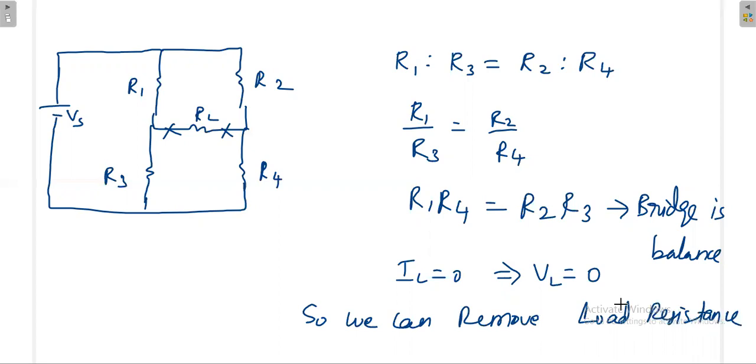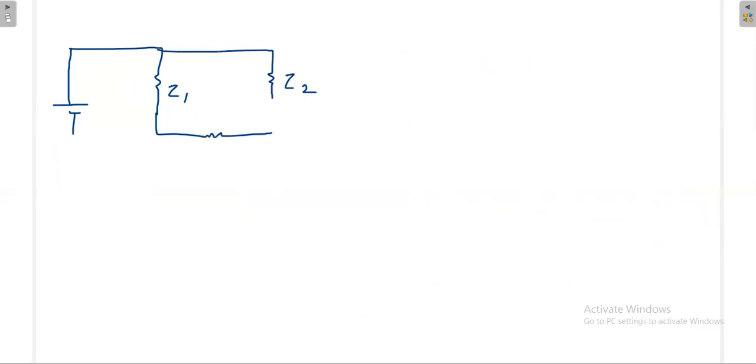You can remove the load resistance. Okay, that's the idea. Now, again, suppose instead of resistance, they give an impedance. Sometimes they may give an impedance also. So if that is the impedance value, say this is Z1, this is Z2, some RL is there, then Z3, then Z4 is equal to 0.